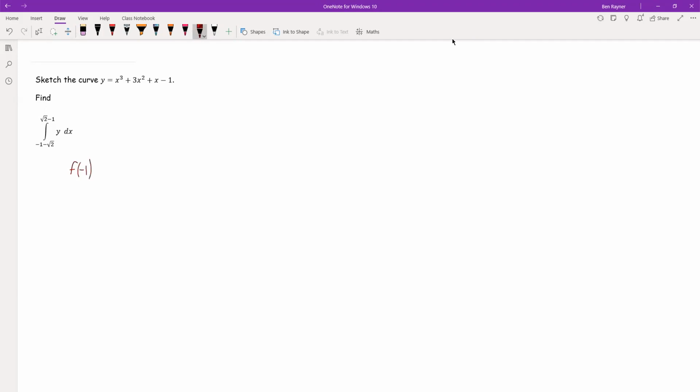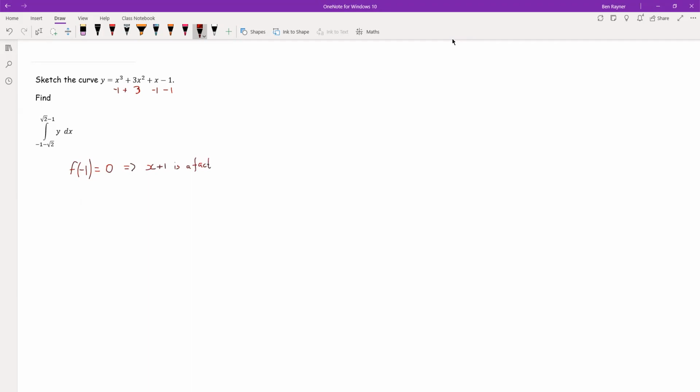Let's try minus 1. Minus 1 cubed is minus 1. Squared is 1. This one is minus 1. So I've got effectively minus 1 plus 3, take away 1, take away 1. So 3 minus 3, which is 0. So that implies that x plus 1 is a factor.